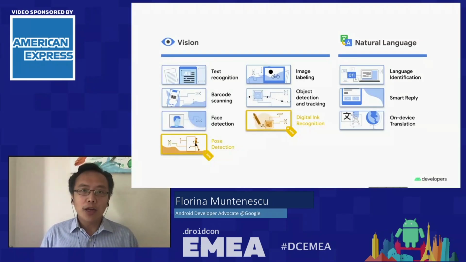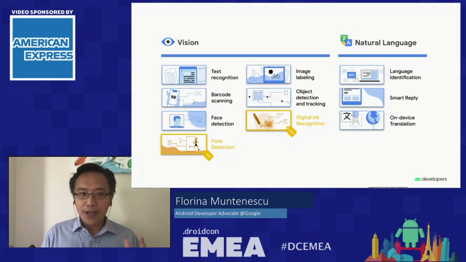And the portfolio offering is actually quite broad. Since the beginning of this year, we've added 2 additional functions. One is digital ink recognition, essentially handwriting recognition. And the second one is pose detection. So trying to detect whether your user is, for example, doing the correct yoga pose or counting how many push-ups they have done, pose detection is your friend.